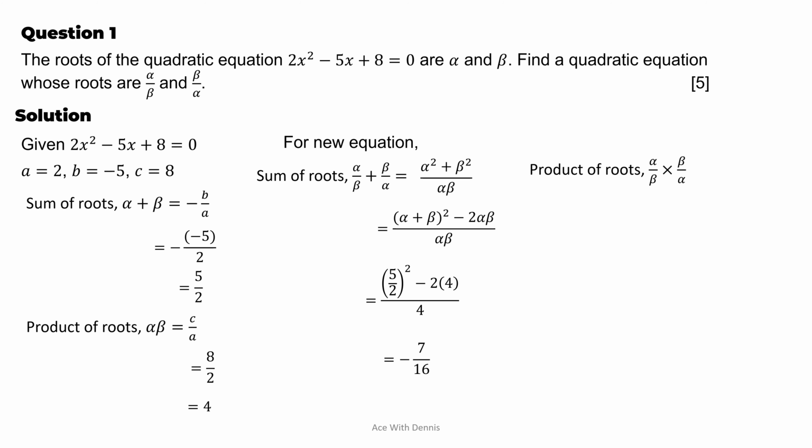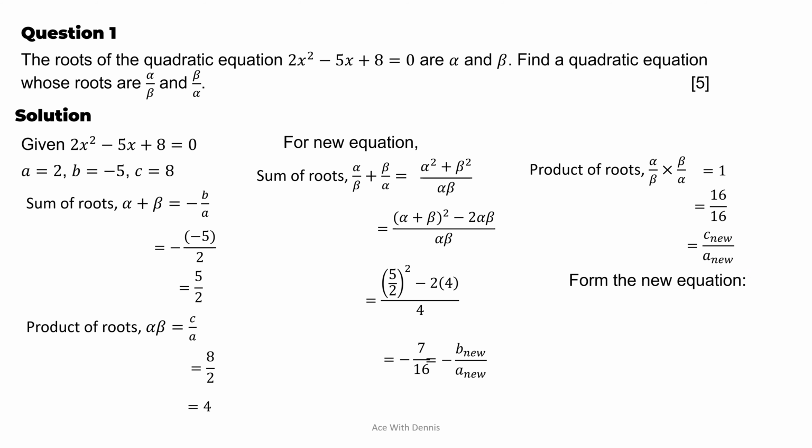Then we move on to find the product of roots, alpha over beta times beta over alpha. This is very simple, which will give us 1. From here, it can also be 16 over 16, right? What's the reason? Because we want the sum of roots and the product of roots to have the same denominator. We know that the sum of roots is negative b over a, so we have the b new and the a new. Similarly, the product of roots is c over a, so we have the c new and a new here.